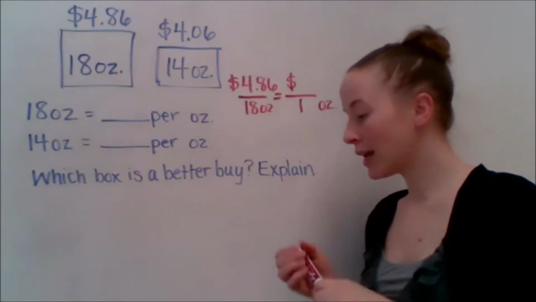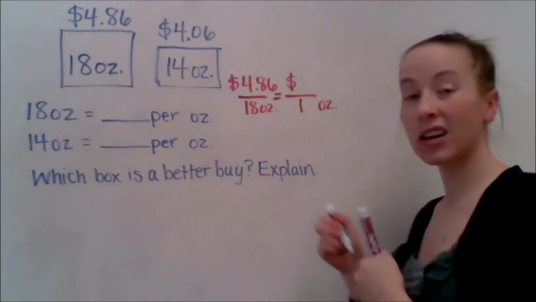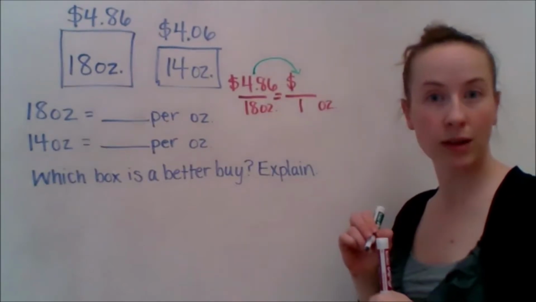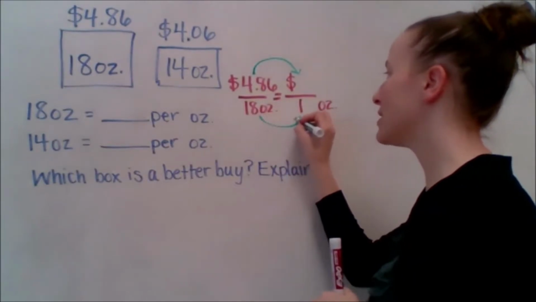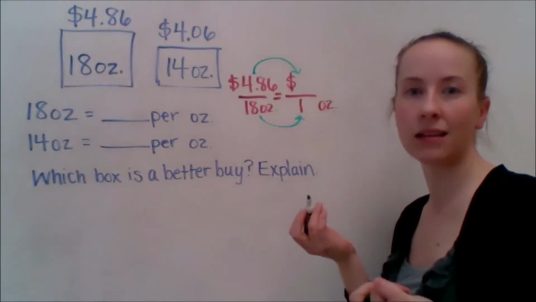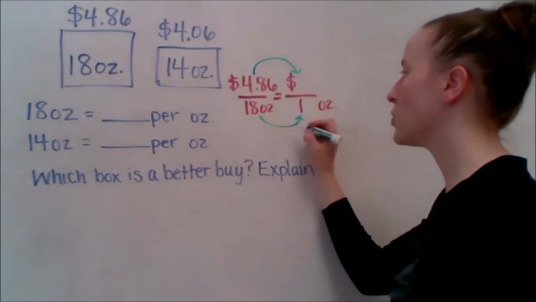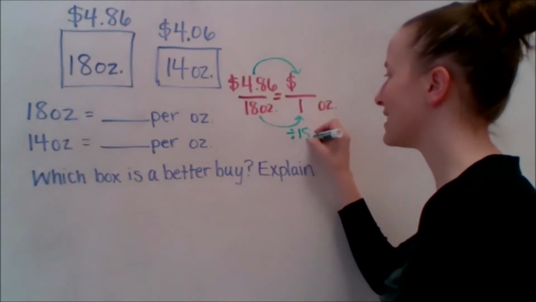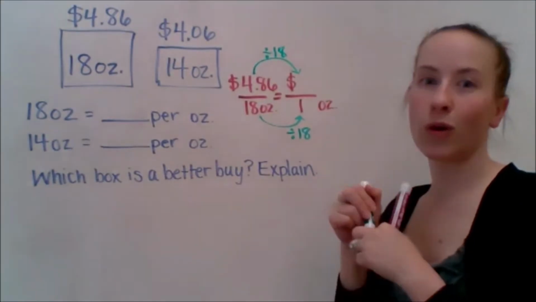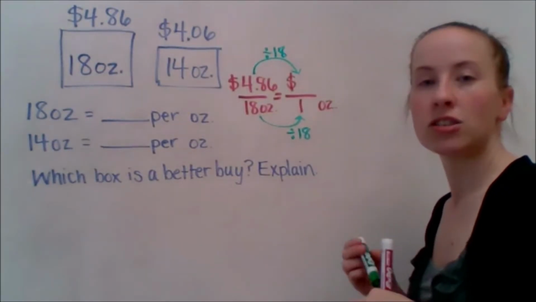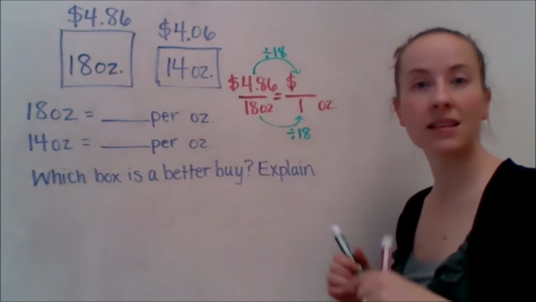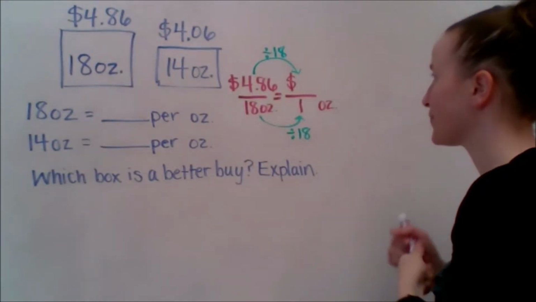Now, if you're someone who likes the arrow method, you're going to draw your arrows. We're going to go from the price down to our mystery price, and we go from 18 ounces down to 1 ounce. And the reason that these arrows help some people is that they can see the relationship. So from 18 to 1, we divided by 18. So we're going to do the same thing up top, and we're going to get the unit price.